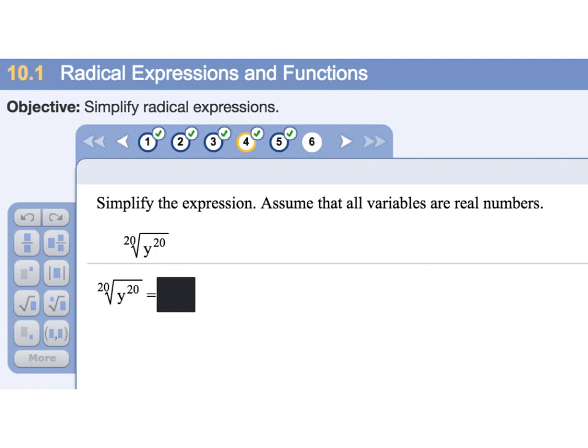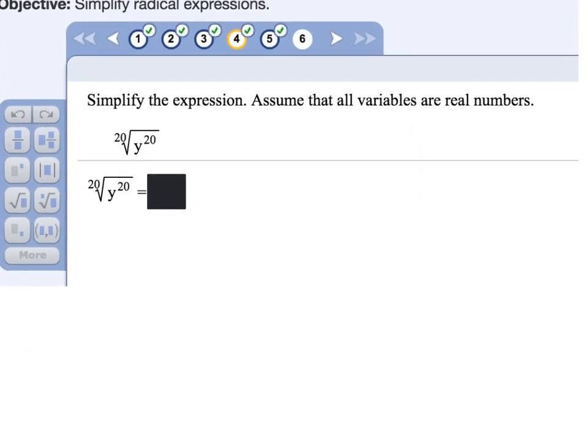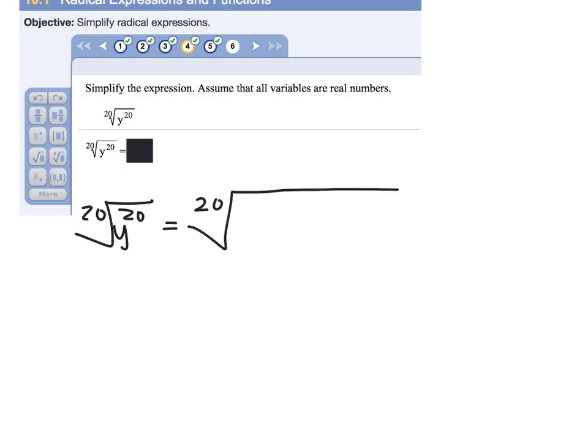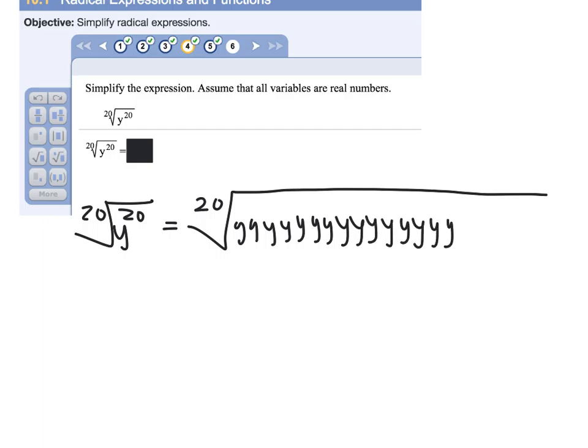All right, so what does this mean? Well, the 20th root of y to the 20th means the 20th root of y, y, y, and so on, written out 20 times, counting 1, 2, 3, up to 20.